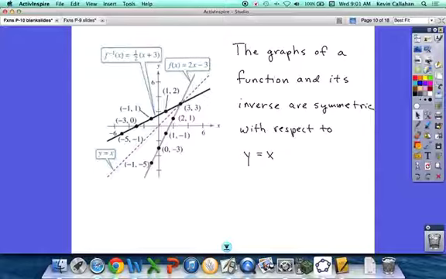We're not going to have a separate test. We're just going to have a 9-week test. But that's the kind of question: what do you expect of the graph of a function and its inverse? They are symmetric with respect to the line y equals x. We're good?